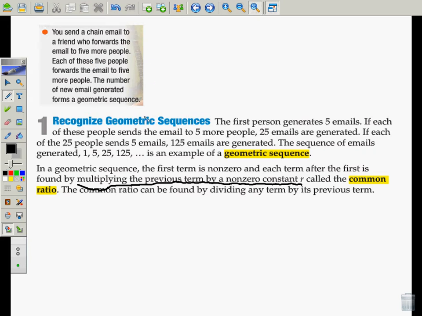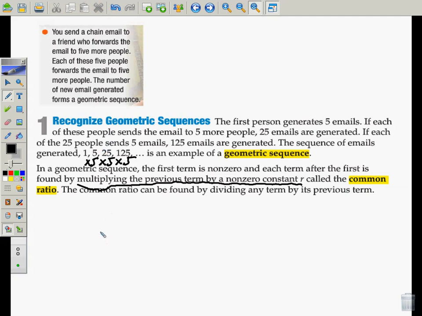If we were to count how many emails were generated, the first person generates 5, and then the next time the email is sent out, it goes to 25, and the next time, there's 125, because each person is sending out 5 every time. So the example goes 1, 5, 25, 125. This is a geometric sequence because every single time we are just multiplying by 5. 1 times 5 is 5, 5 times 5 is 25, 25 times 5 is 125.